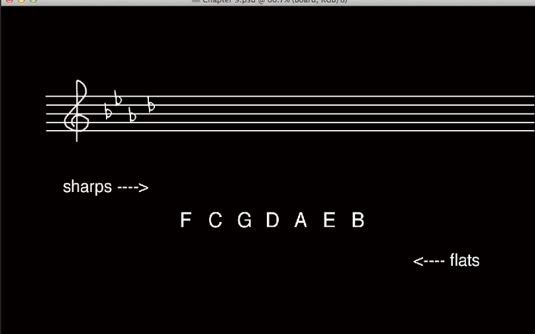Then my next flat is going to be a G flat, and it's going to be on the 2nd line of the treble clef. And then my next flat is going to be C, it's going to be on the 3rd space in the treble clef. And then my last flat, which is F, is actually going to be on the 1st space of the treble clef. So those are the order of flats in the treble clef.